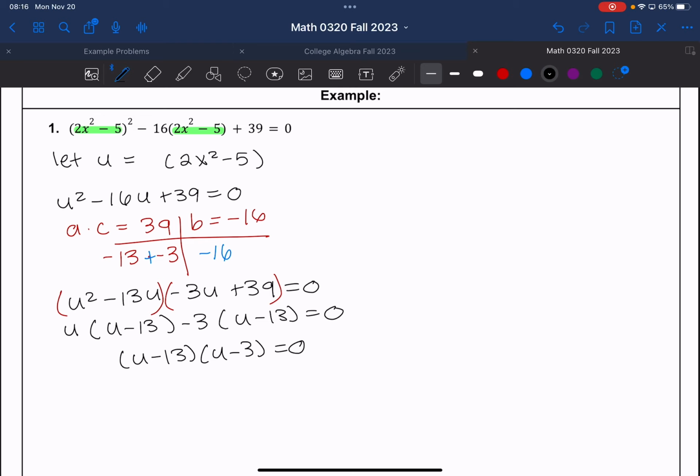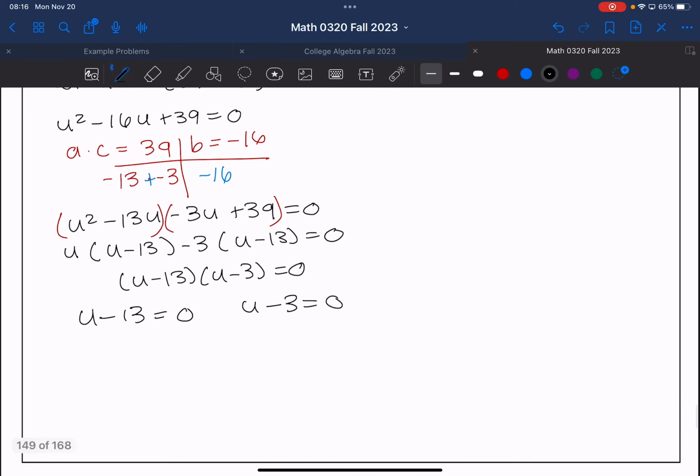What's my next step to solve for u? Set them both equal to 0. So u minus 13 equals 0, and u minus 3 equals 0. When I do that, I add the 13 over and I get u is equal to 13, and then add the 3 over and I get u is equal to 3. However, this cannot be my final answer, because what variable was my original equation in? X. It was an x.